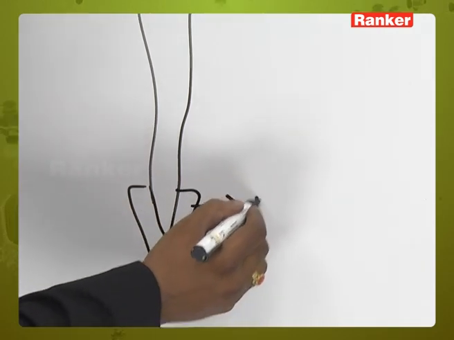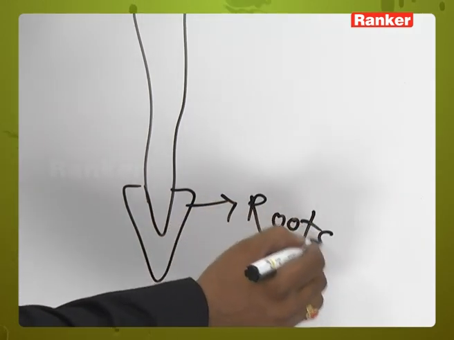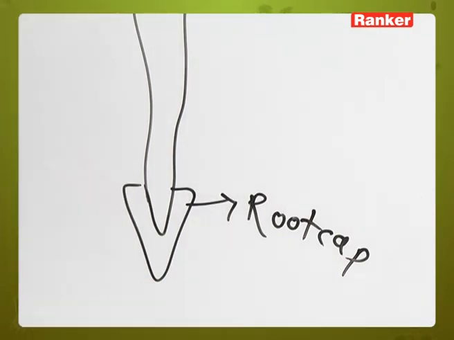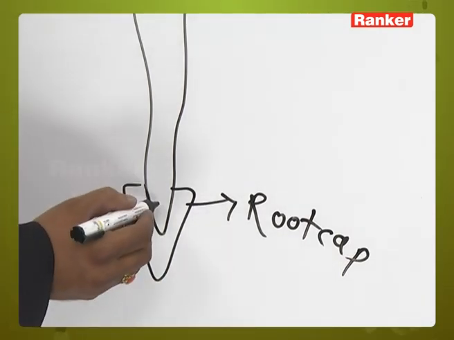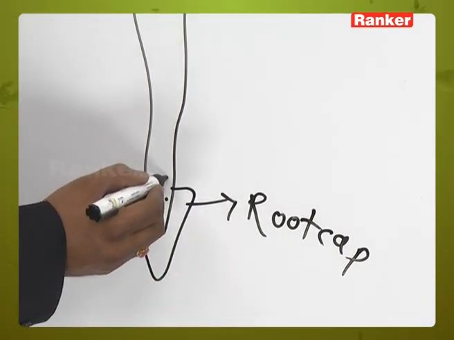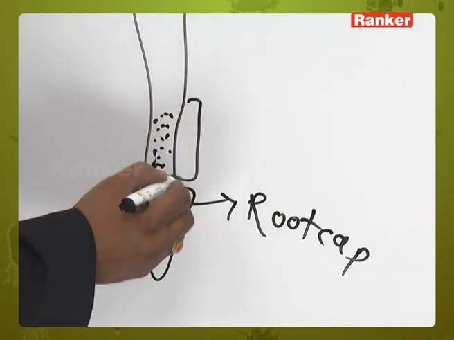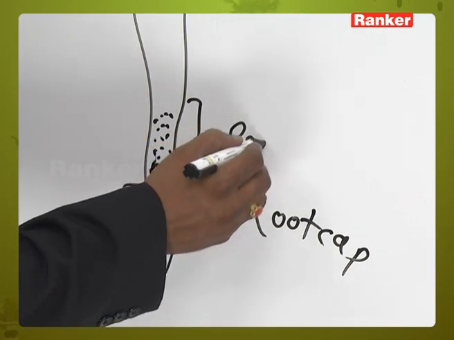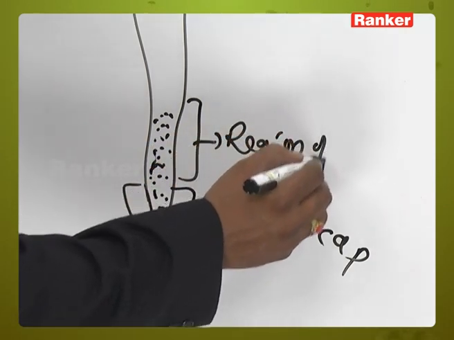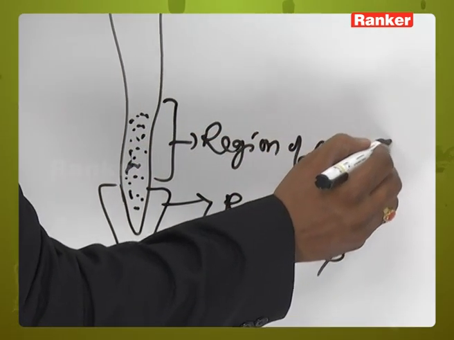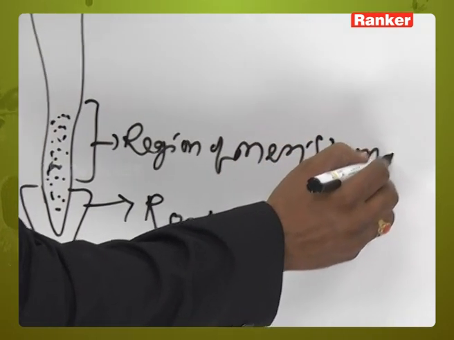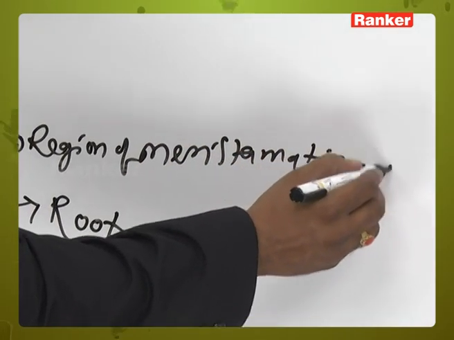This is nothing but a root cap. And a few millimeters above the root cap, it is nothing but the region of meristematic activity.